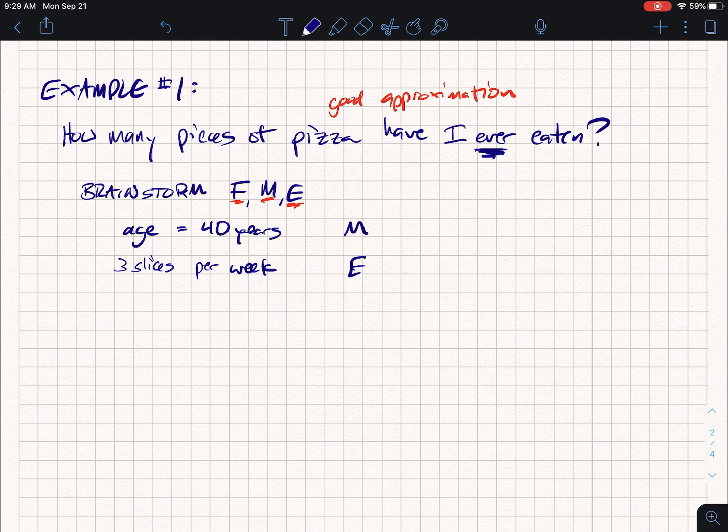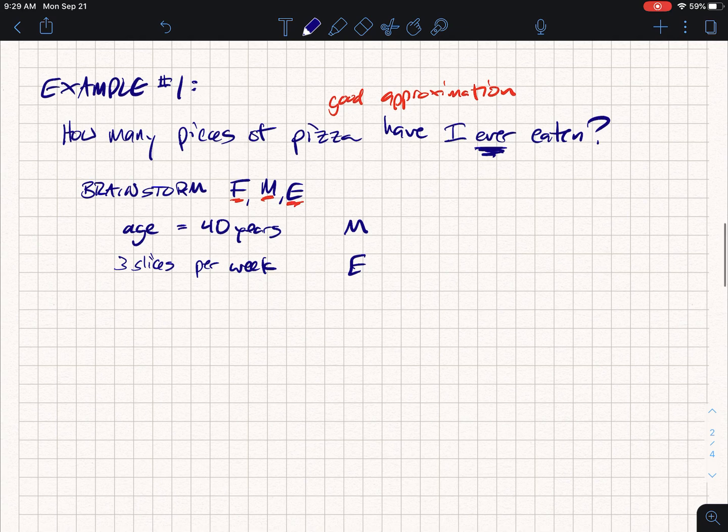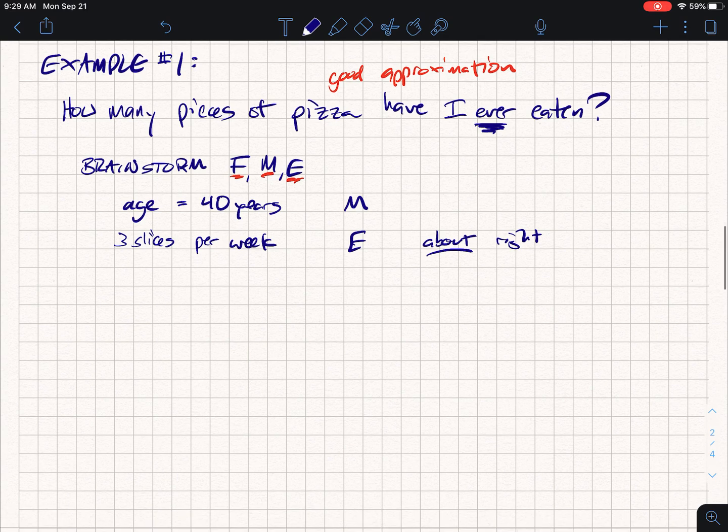By the way, it's okay if you're not 100% sure on these. It's okay as long as they are about right. They don't have to be perfect. That's fine. We're coming up with a good estimate here, not a perfect solution.